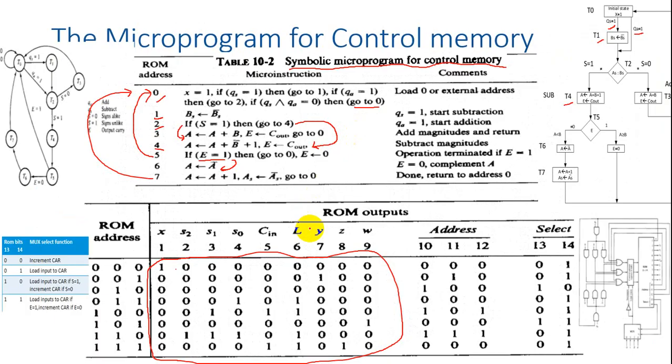Now, every line of the microprogram is called a micro instruction. Micro instruction, as you have seen in the last class, has three parts. One part is the control word. Let's say this is a single line, for example.